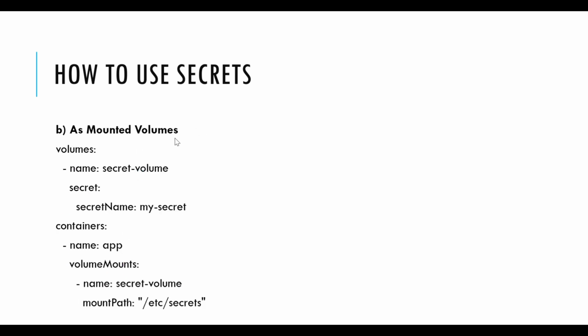As a mounted volume, if I have to mount the secret, then first I need to create a volume from that secret, and then we need to mount that volume to a path. So the volume that we have created from our secret, we mounted to an etc secret path. This is how we'll be mounting the secret as a volume. So this is one of the ways.